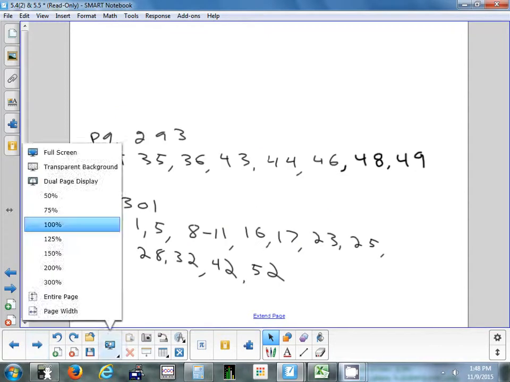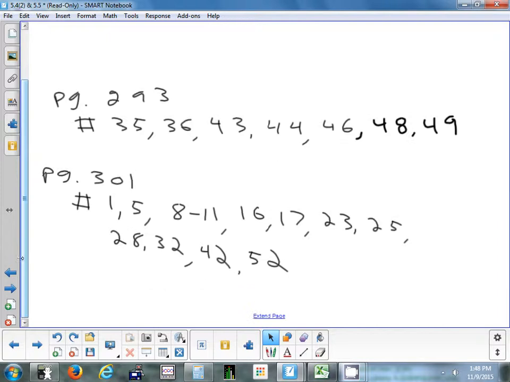All right. So the homework tonight, okay, it's on 2 pages. Okay, the first page is 293. It's 35, 36, 43, 44, 46, and 48. And then the second page is 301, and that's 15, 8 through 11, 16, 17, 23, 25, 28, 32, and 42 and 52.